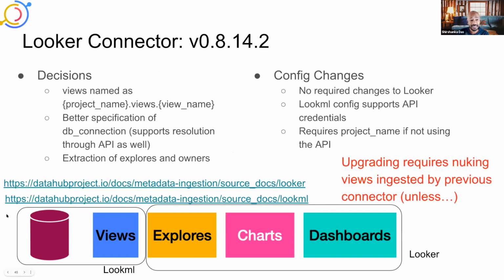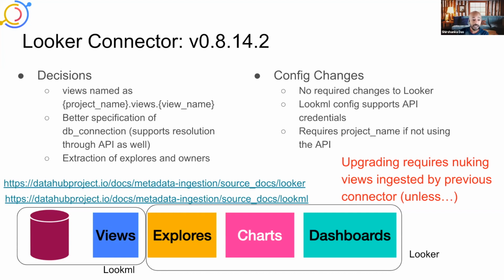It's available in the latest version, 0.8.14.2, and we're actually making quick improvements to it even now as we're getting feedback. So there might be a 0.3 and a 0.4 coming out soon. But a few decisions that we made, that you can control, is how views should be named. We decided to name them based on the project name, the project under which the views live. This is typically your GitHub project name. And we're naming views as project_name.views.viewName. This is actually a configuration parameter, so you can even change it.